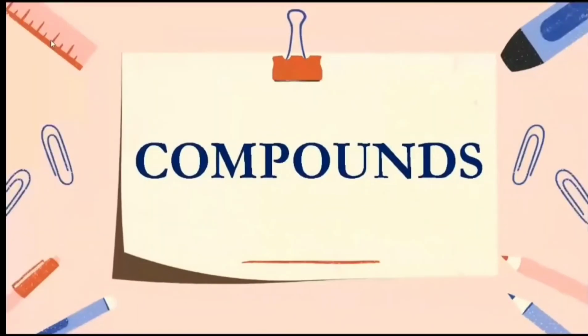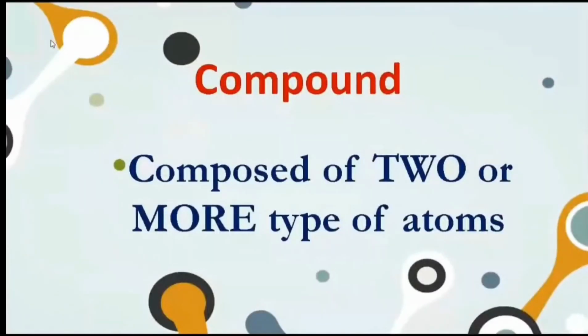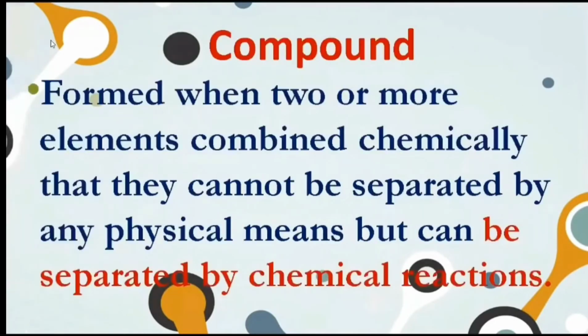Number 2, compounds. Next type of pure substance is a compound. A compound is composed of two or more types of atoms, which is formed when elements combine chemically so that they cannot be separated by any physical means, but can be separated by chemical reactions.